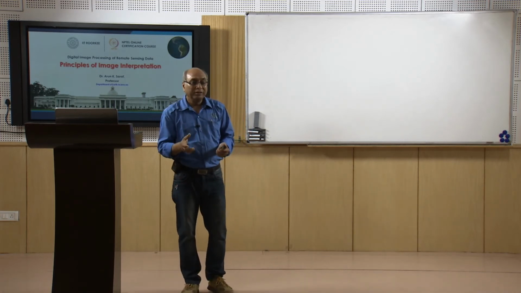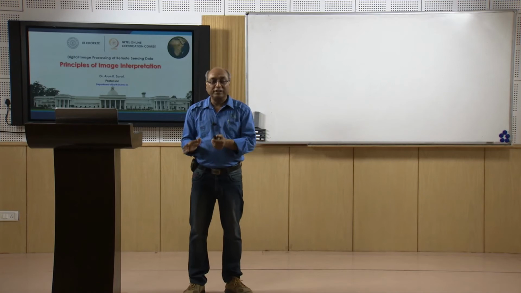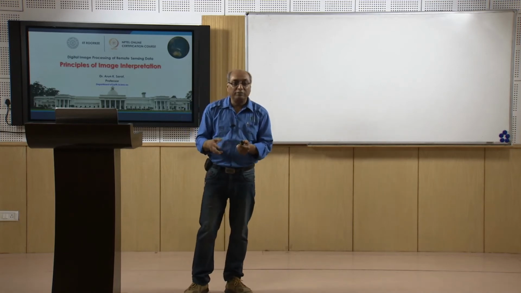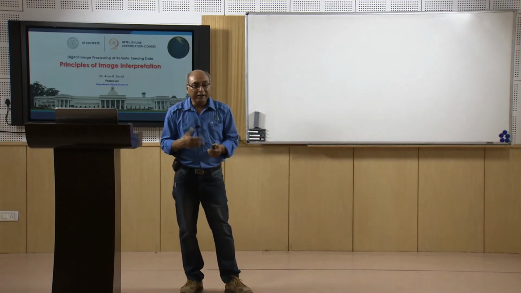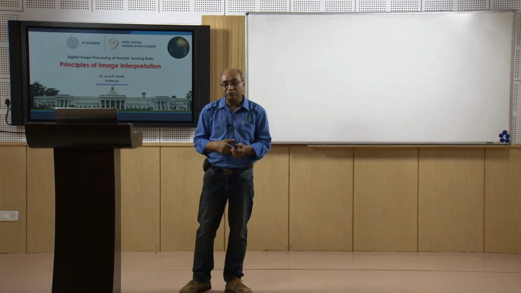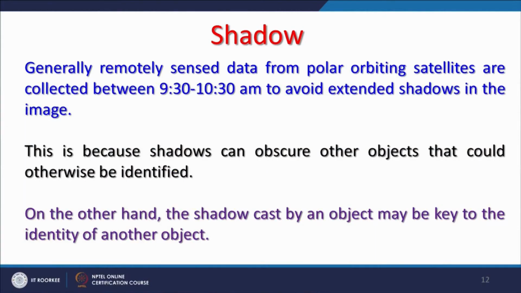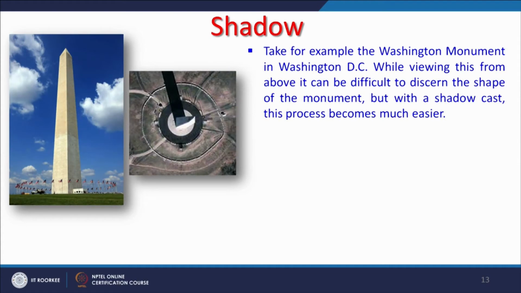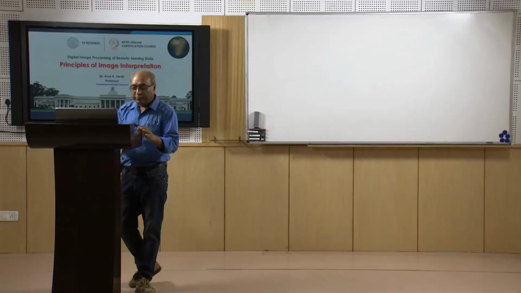Sometimes other objects go into the shadow, that means they become darker, and therefore their identification and interpretation becomes difficult. On the other hand, the shadow cast by an object may be key to identifying another object. Sometimes it becomes advantageous as well. An example is this Washington Monument example here.